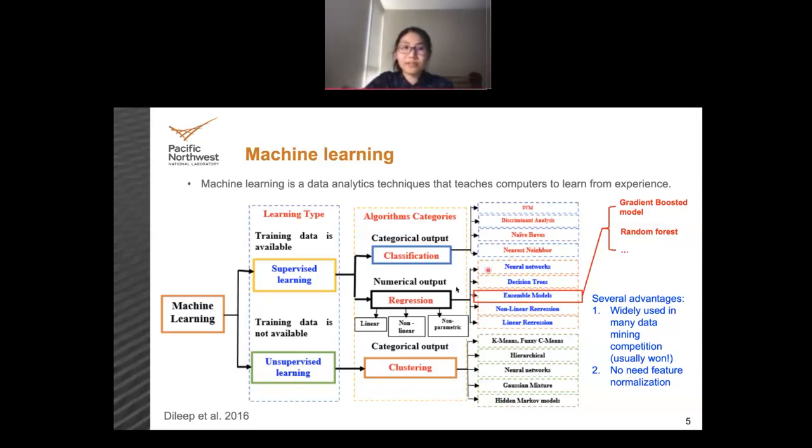So as we know, machine learning is a data analytic technique that teaches the machine to identify or learn the patterns behind the data. If we want to separate different machine learning methods based on the learning types, we can have supervised learning and unsupervised learning.